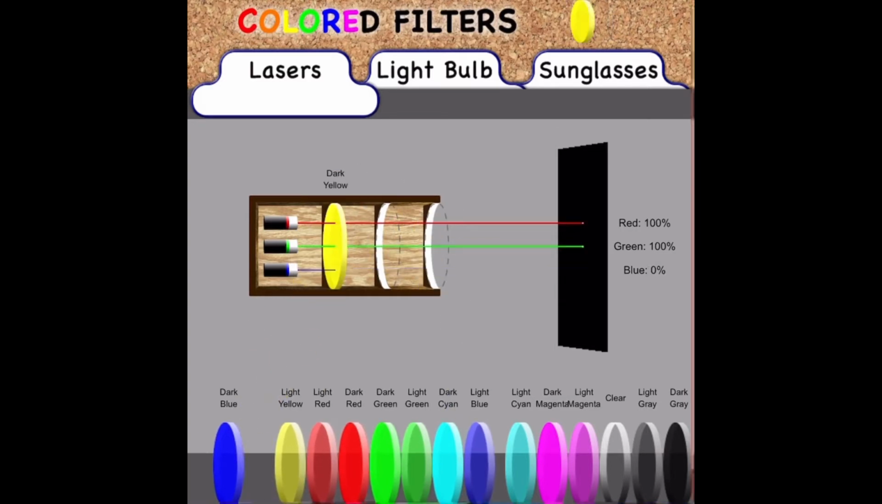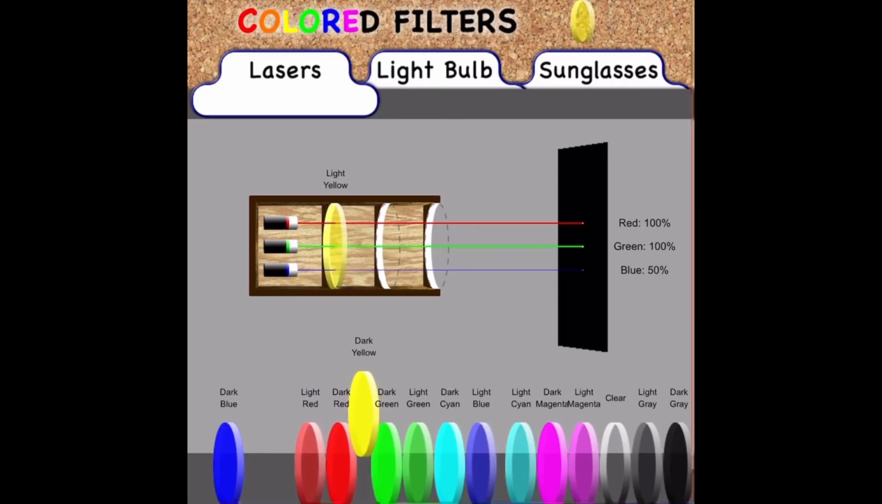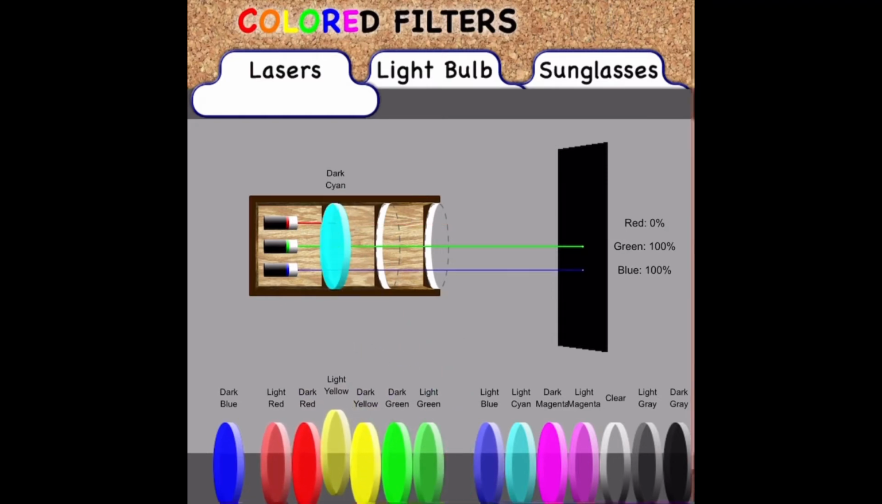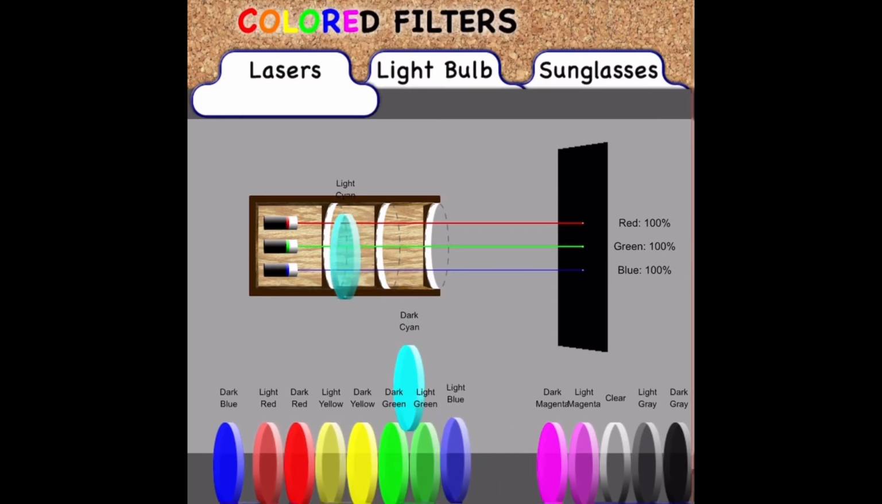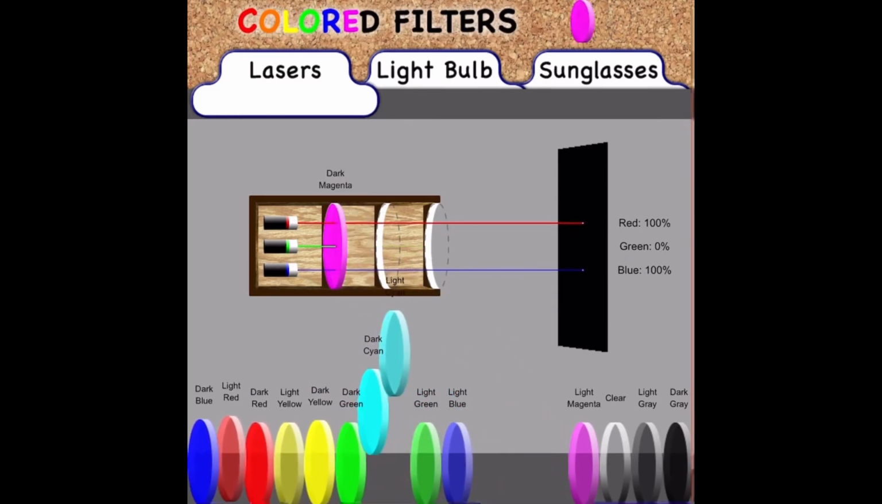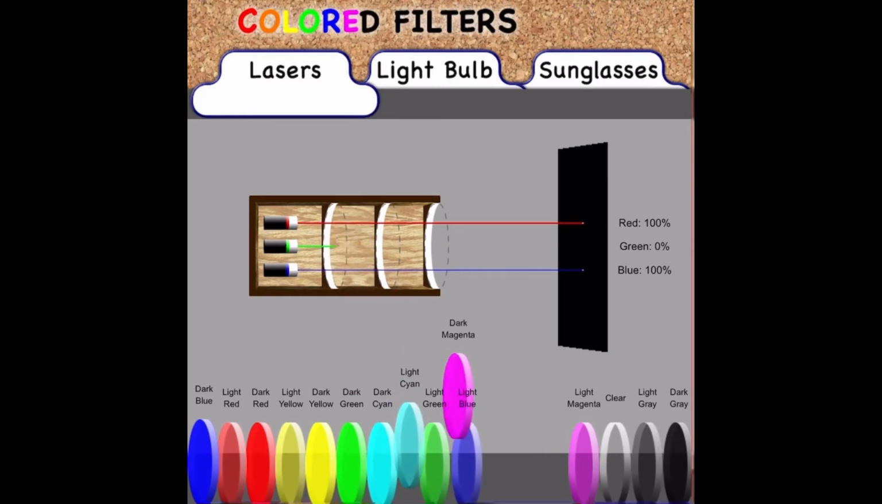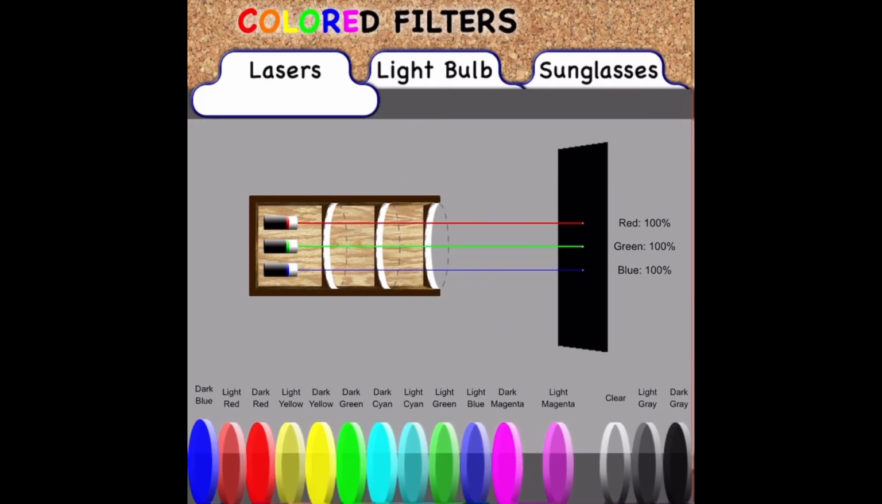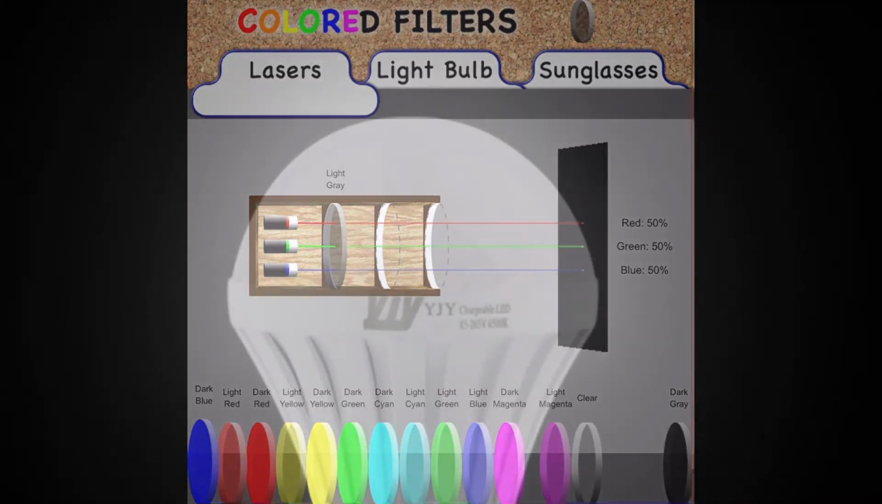When we keep the dark yellow filter, red and green are 100%. When we keep the light yellow filter, red and green are 100% and blue is 50%. When we keep the dark cyan, blue and green are 100%. When we keep the light one, green and blue are 100% but red is 50%. When we keep dark magenta, red and blue are 100%. When we keep the light one, red and blue are 100% but green is 50%. When light gray is there, all pass 50-50.